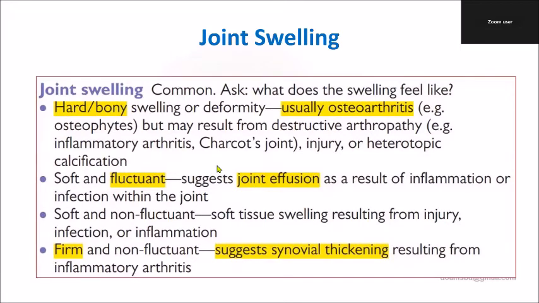In gout, there will be warmth, swelling, and redness, like acute inflammation. But in osteoarthritis, there will be Heberden's nodes, like hard nodes without any warmth, swelling, or tenderness.